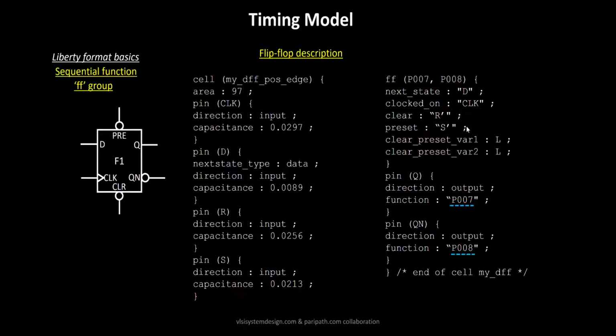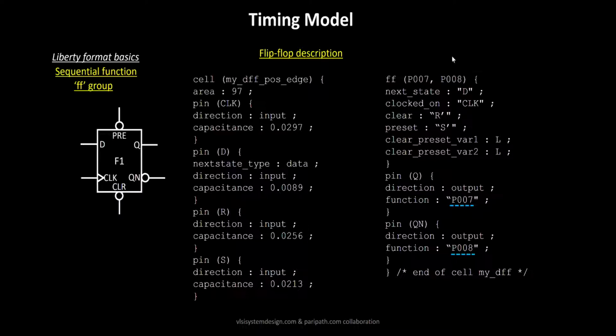Similarly for P008, if there was a pin called Qn on the flip-flop, the definition of the pin Qn, since it's an output pin, for all the output pins of sequential elements like the case that you see over here, the function only accepts the states of the inverting and the non-inverting output. In this case, for the pin Qn, the function is P008, and P008 defines the state of the inverting output, which is being given by this definition.